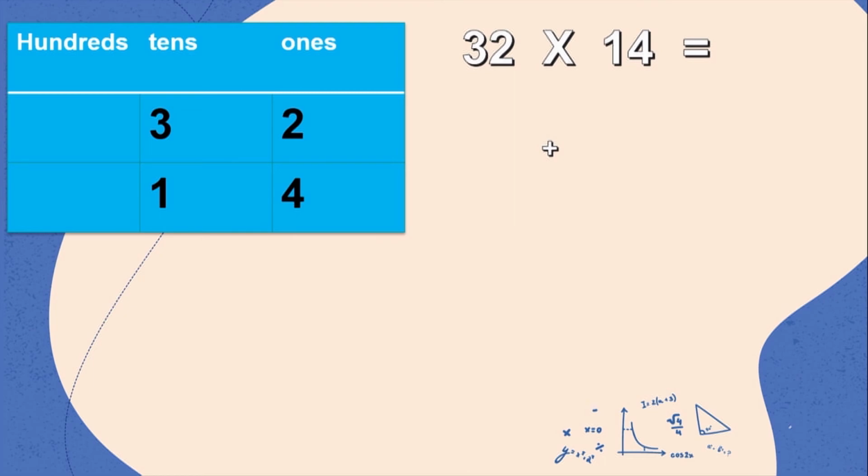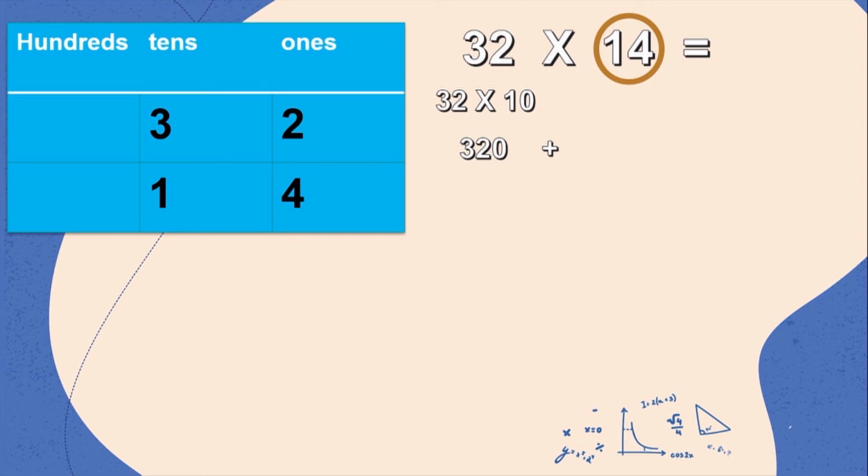Now, don't be afraid. Take your time. Look at what we're going to do and see how it's very similar and it's easy, and it makes working on multiplication sums even easier. So we had our 32 multiplied by 14, and we understood that 14 was made up of 10 and 4. When we multiplied 32 by 10, we got 320.